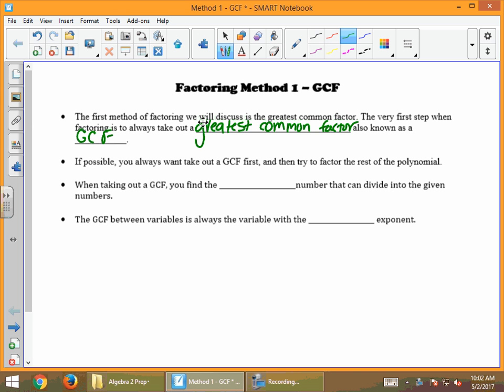Get that in your brains. When you're factoring, always ask yourself, before you do anything, can I take out a GCF? And then you look to try to factor the rest. Okay? Today, because we're learning or reviewing GCF, we're not going to factor the leftovers, but always ask yourself that whenever you're factoring.